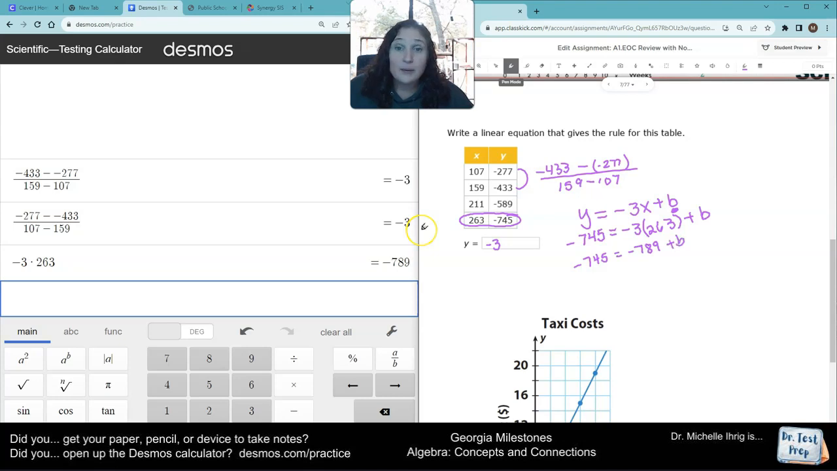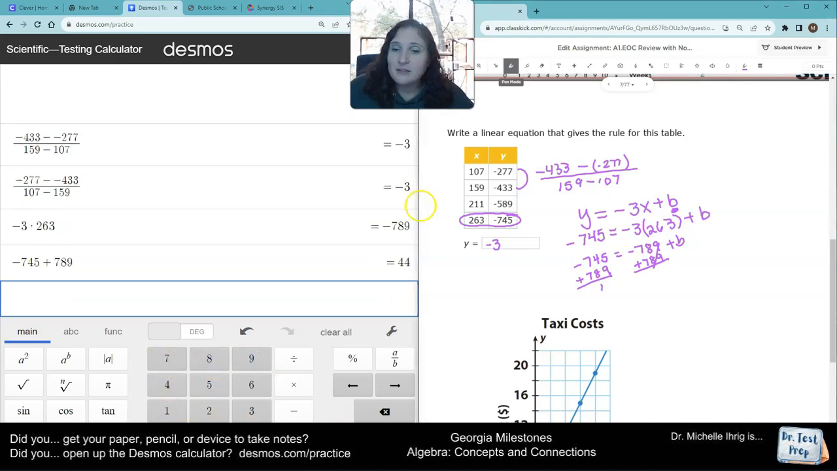And then I need to get rid of this negative 789. So the inverse operation would be adding. This cancels. So now I'm just doing negative 745 plus the 789 because I'm doing the inverse operation. And I get positive 44. And then when I substitute it, here we go. That's my correct answer.